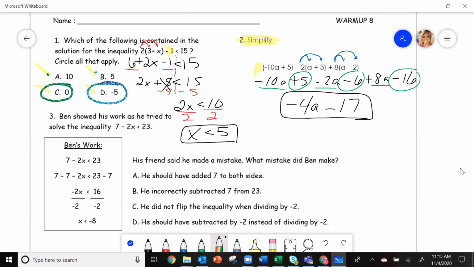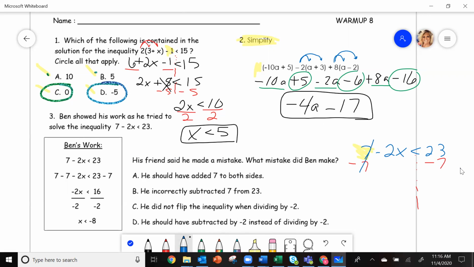So now, on number 3, it says, Ben showed his work as he tried to solve the inequality. And his friend said he made a mistake. What was his mistake? When I have problems like this on my test, I will go over and I will rewrite it and then try and match the work. So if I rewrite it over here, at the equal sign, I have a dotted line. First thing I needed to do is move this 7, which it looks like that's what he did. And I subtract 7 from each side.